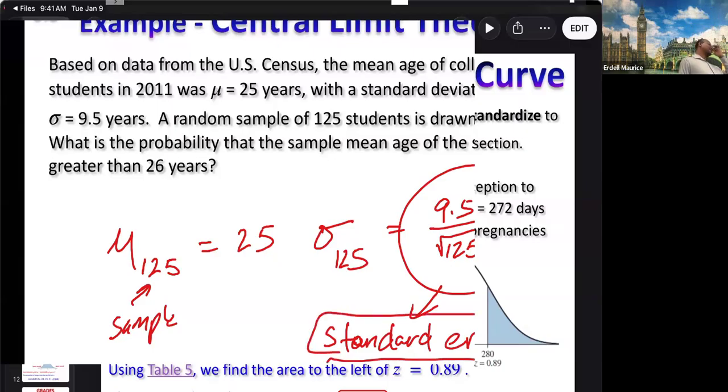You need a calculator to get that answer, most likely. 9.5 divided by radical 125. This number right here is called the standard error. Questions there?